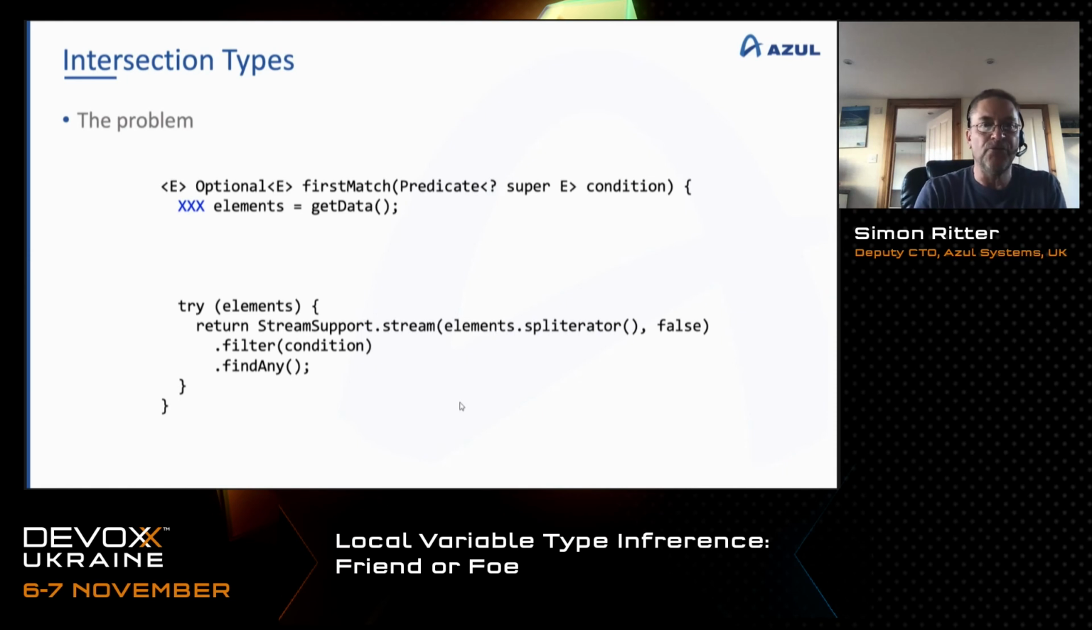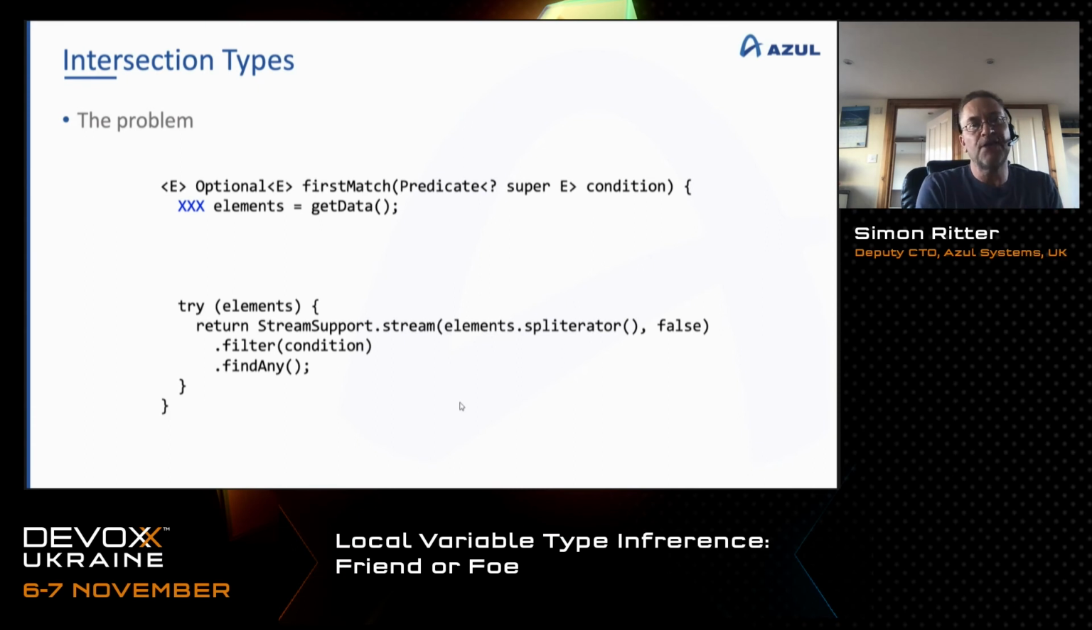Okay, now if we want to use that, we might run into a problem, because let's say I've got a method called firstMatch. It takes a predicate, a condition, and then what I want to do is retrieve the data that I'm going to use in terms of this first match. The problem is, what type do I use for the elements returned by getData? Because remember, this is a generic type.